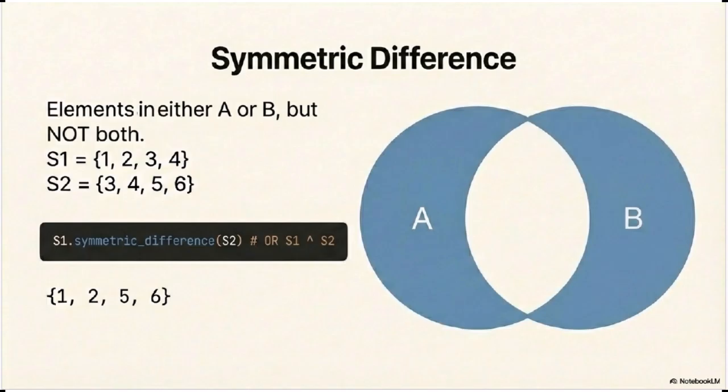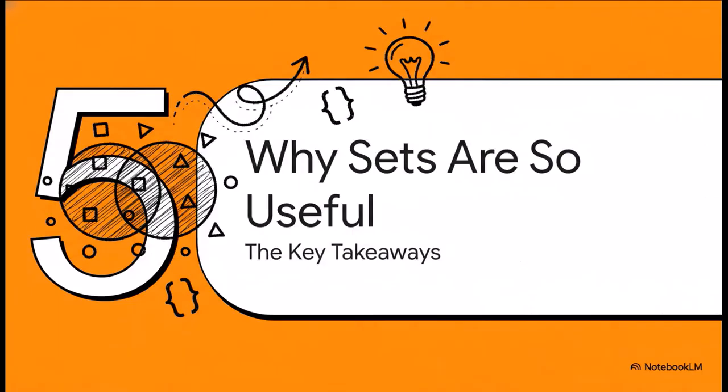So here, we're basically throwing away the common elements, the 3 and 4, and keeping everything else. We keep the 1 and 2 from S1 and the 5 and 6 from S2. The result is a new set with all the unique, non-overlapping parts. The method name is a mouthful, symmetric_difference, but the operator is just that little caret symbol. Super handy.